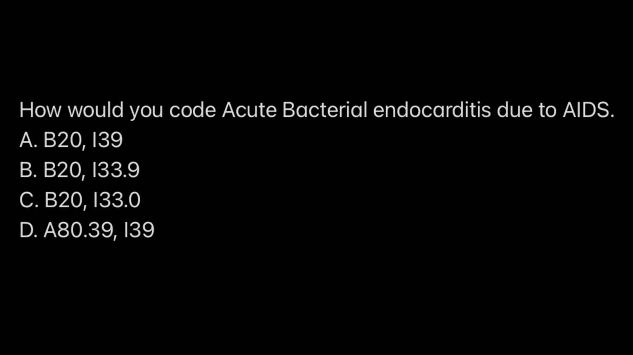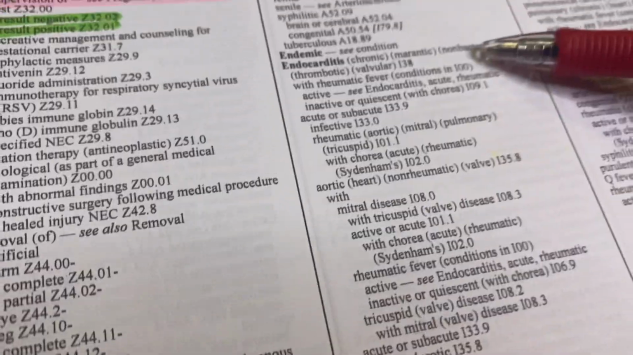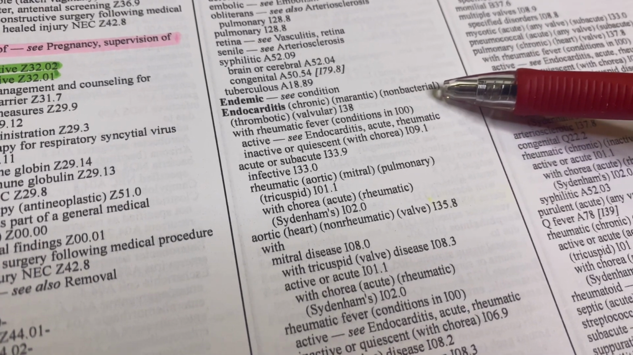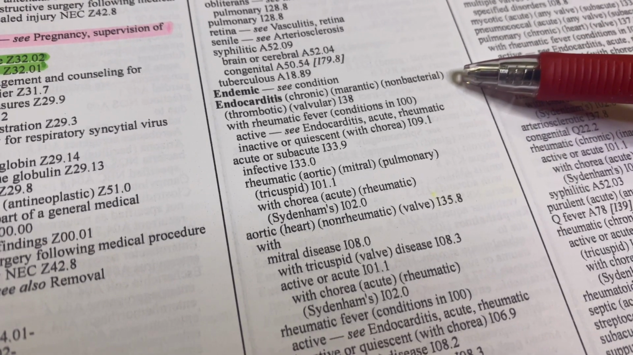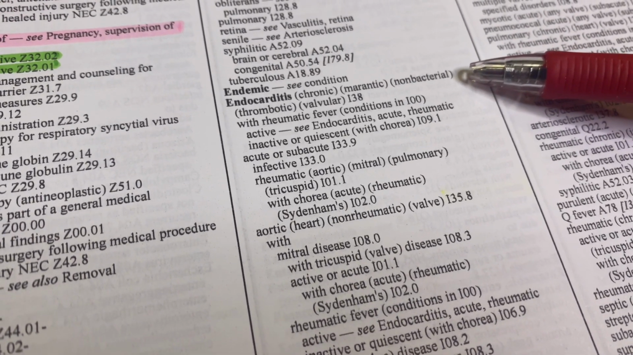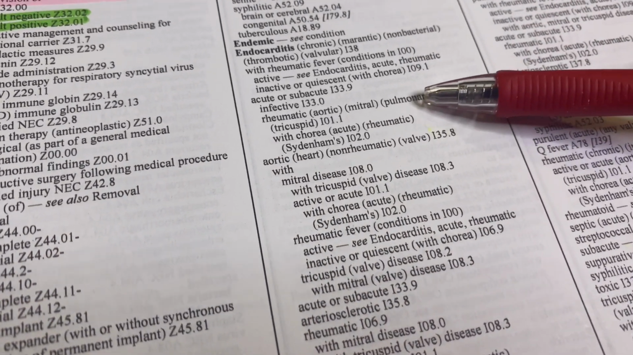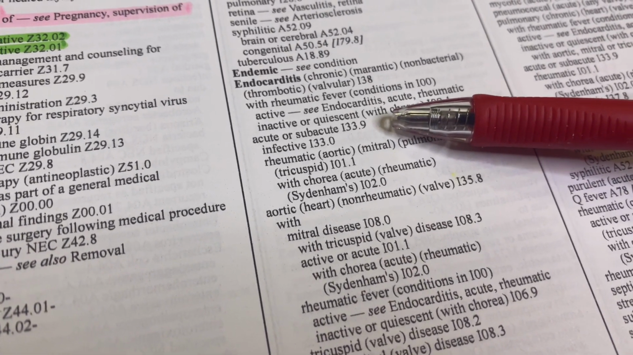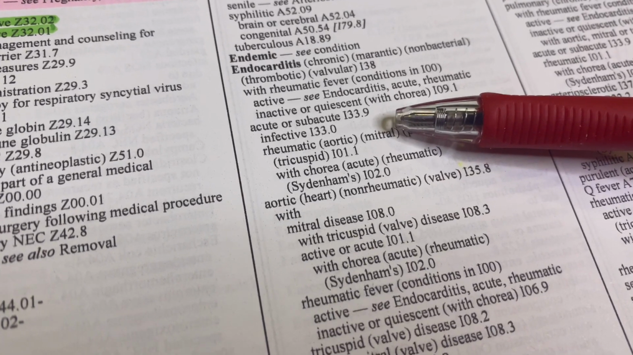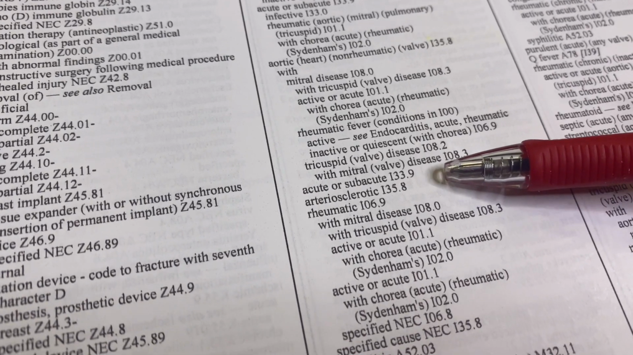So we're looking at A, B, and C. We can eliminate D. And what you are going to do is go to endocarditis. And we see here that we have endocarditis. It tells us chronic, non-bacterial, but this is a bacterial endocarditis, so we're not going to be looking at I38. If we look here, we see acute and subacute is I33.9, and then infective is I33.0. Let's keep looking. We see acute again.